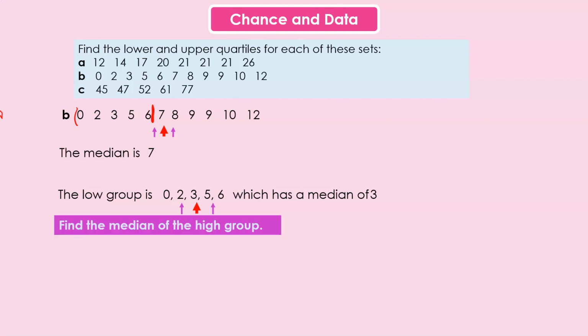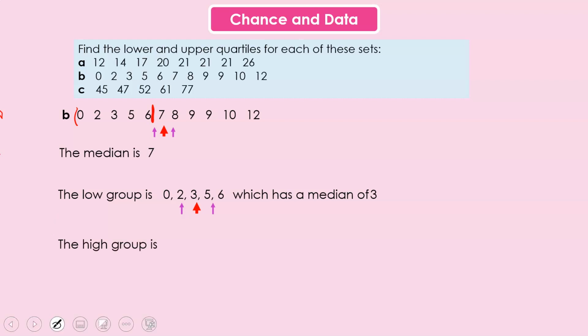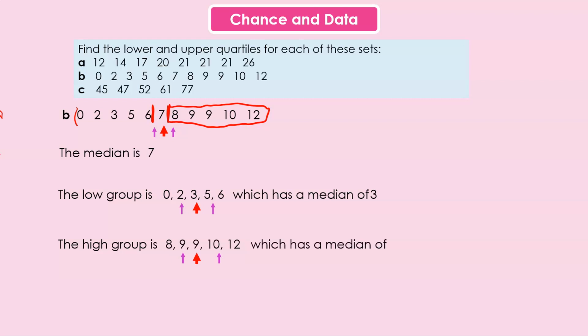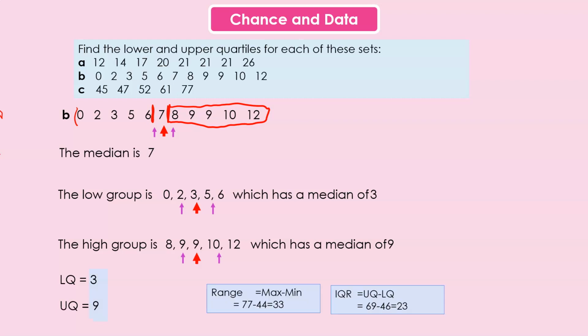Now to find the median of the higher group. So again, we don't include the 7. So this represents the higher group. So you cancel all the way to find the center, which is equal to 9, which has a median of 9. So that means the lower quartile is 3, the upper quartile is 9. So therefore, the interquartile range is not equal to 23. It's equal to 9 take away 3, which is equal to 6.